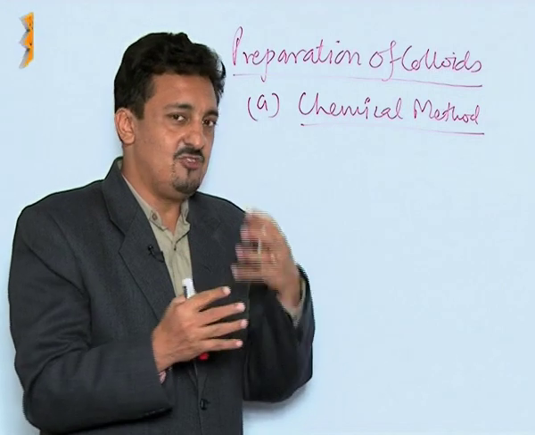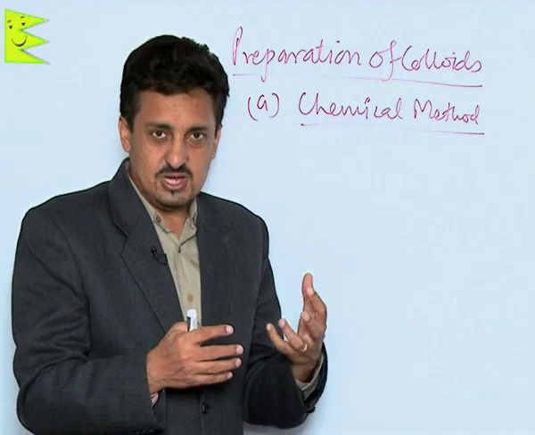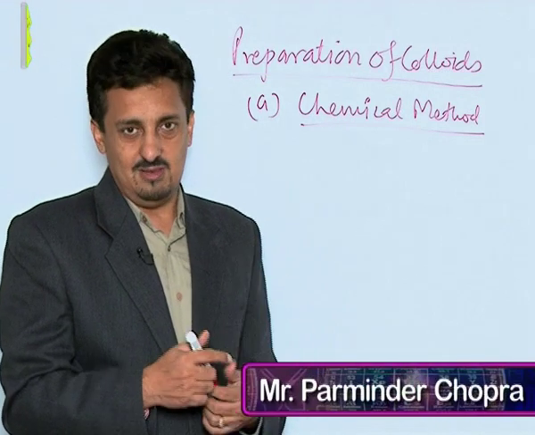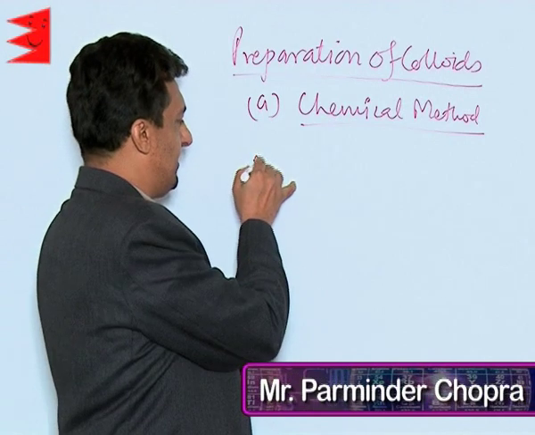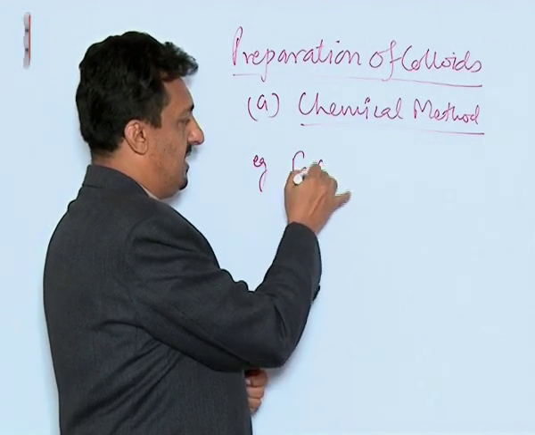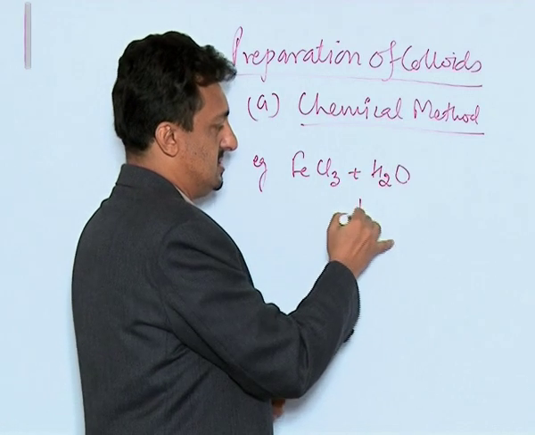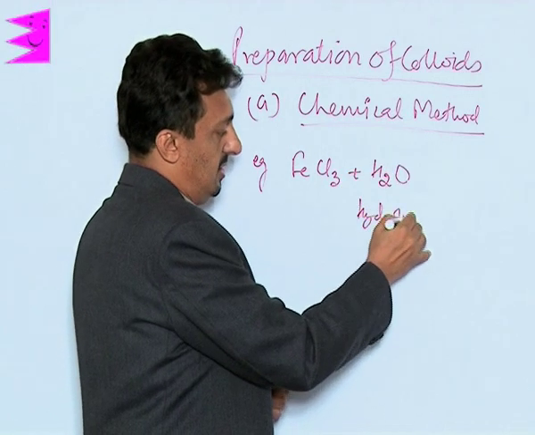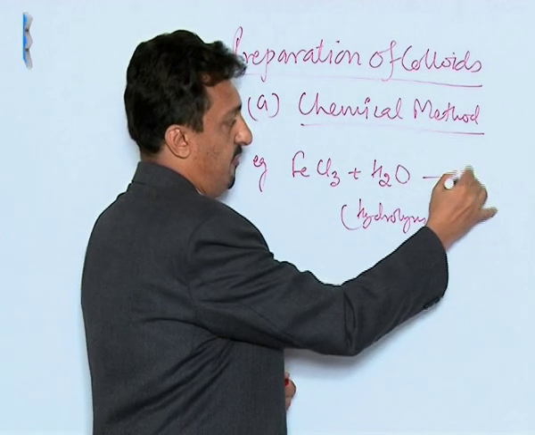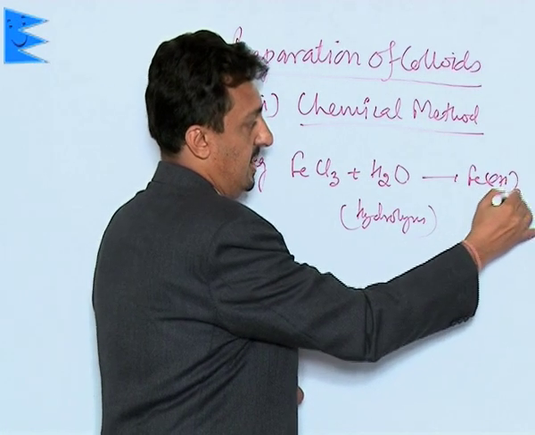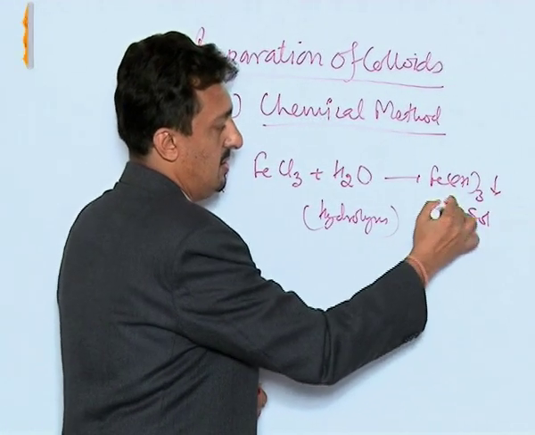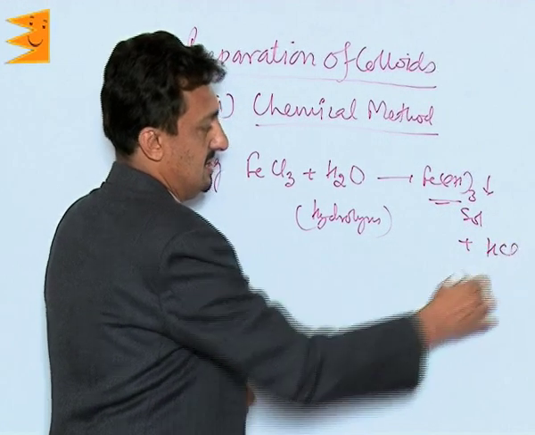This aggregation is usually done by certain chemical reactions. That is why it's called the chemical method. Now let us see certain examples. Like we know we can have ferric chloride, which on hydrolysis, this is the process we call hydrolysis, forms ferric hydroxide Sol plus HCl.